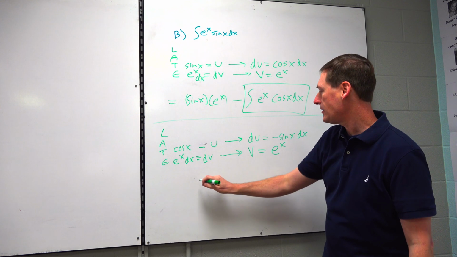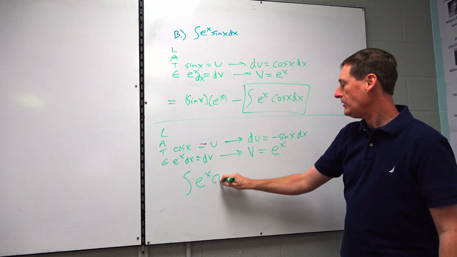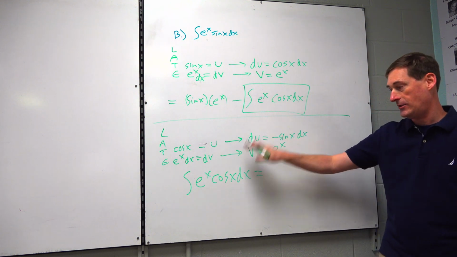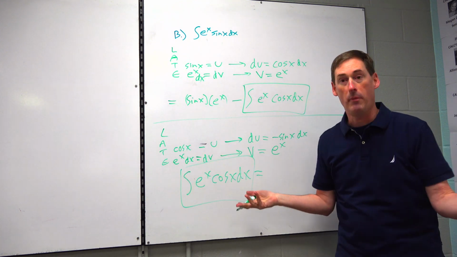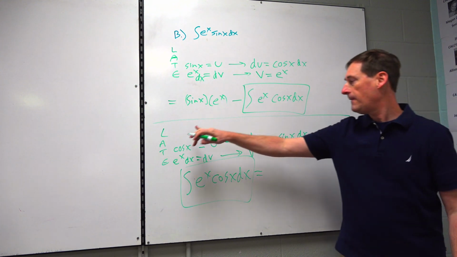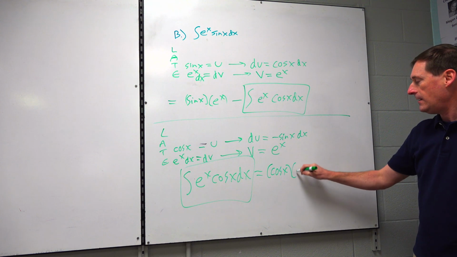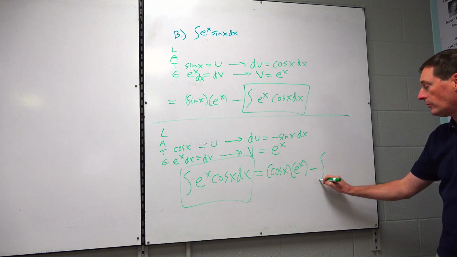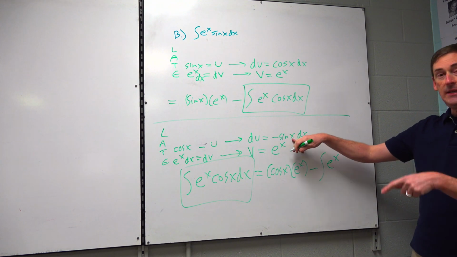So let's write this. What are we doing? We're doing the integration of this box right here. Integration of e to the x cosine x dx. The box, basically. If you want to put another box, the more boxes probably the better. Equals uv. Cosine x is u. V is e to the x. Minus the integral of v, e to the x, times du.